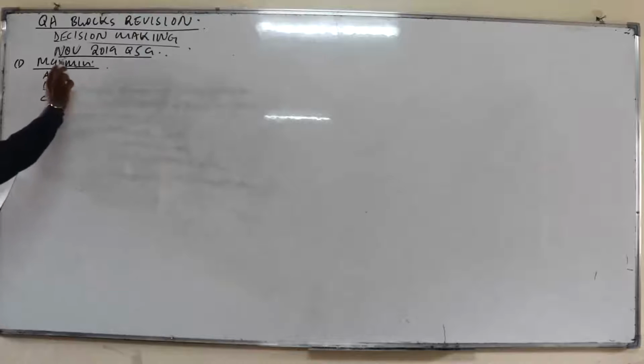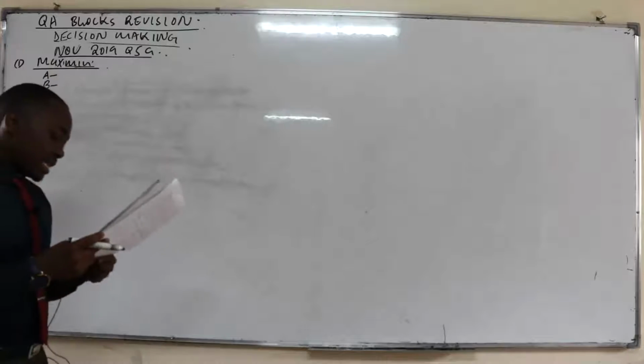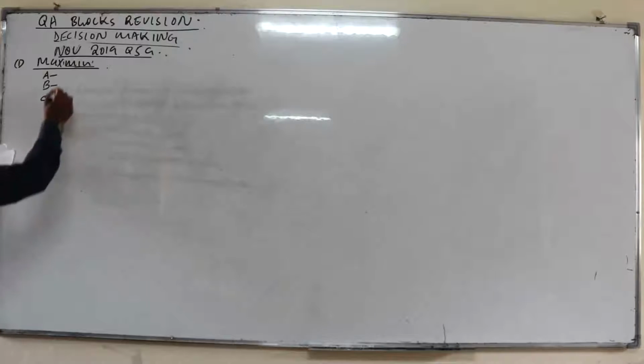So it's the maximum of the minimum. So you take the minimum. For alternative A, the minimum payoff we have is negative 12.